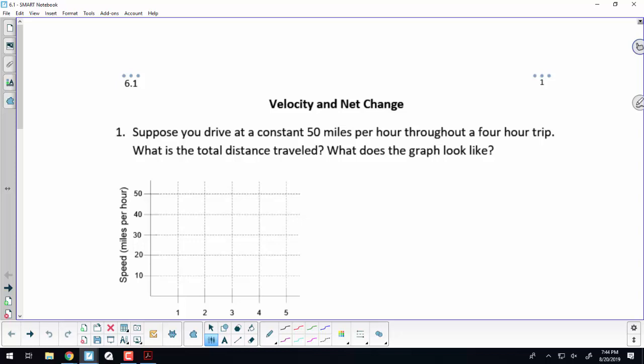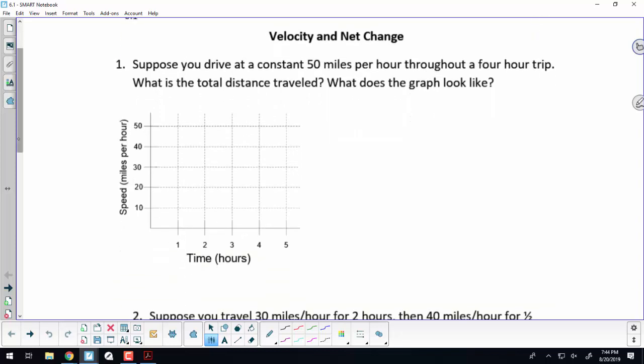Some of these first few examples may be a gentle introduction. Suppose we drove at a constant 50 miles per hour throughout a 4-hour trip. What's the total distance traveled, and what does the graph look like? These are pretty straightforward, but we're going to piece this together. 50 miles per hour for 4 hours. What's the total distance traveled? Yeah, 200 miles.